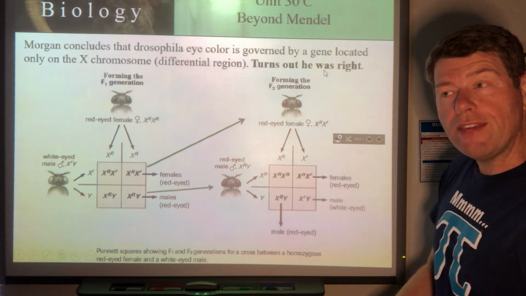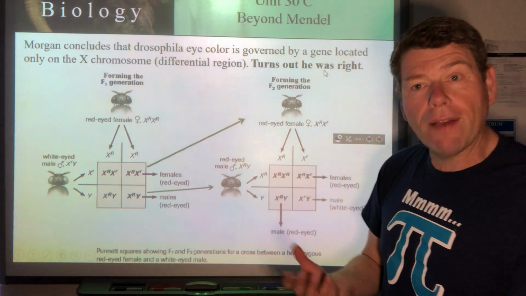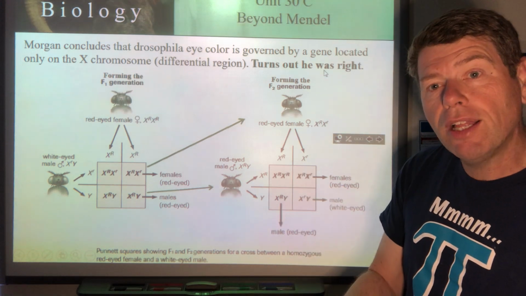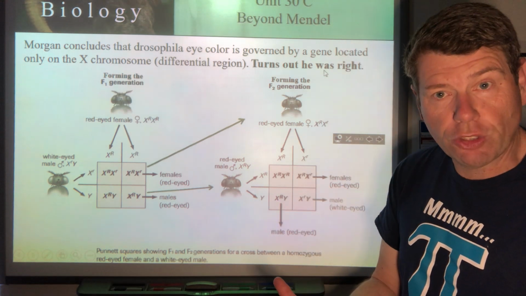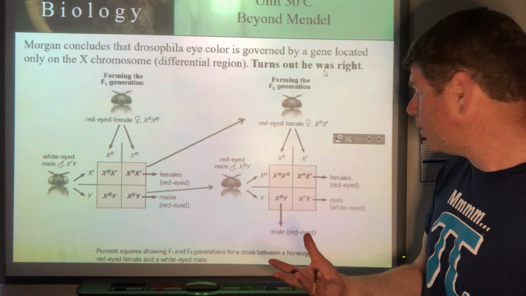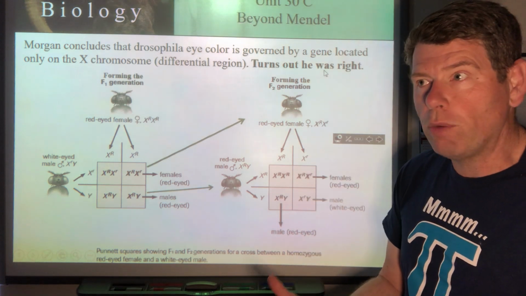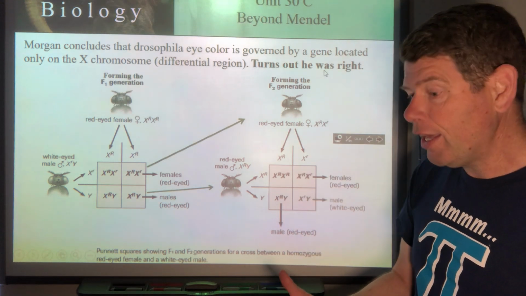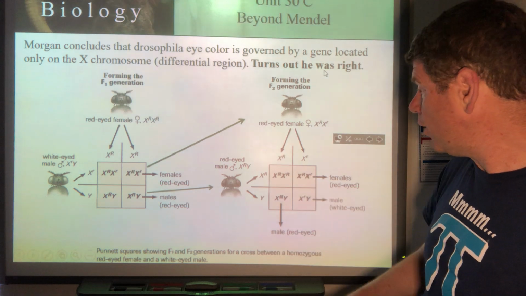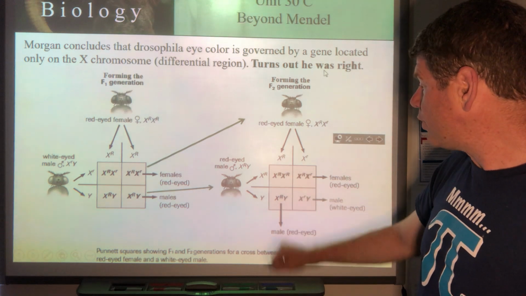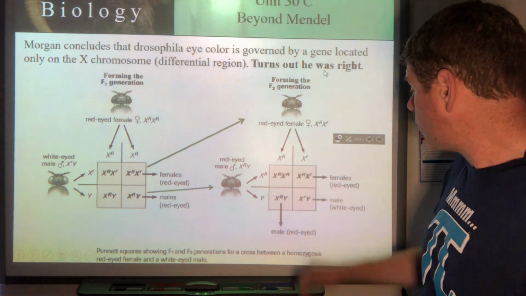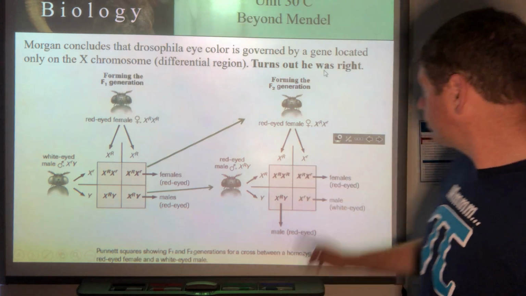When we do the phenotypes for sex-linked crosses, we have to include male and female in our phenotypic description. We can't just say 3/4 red, 1/4 white. We'd have to say 50% red-eyed females, 25% red-eyed males, and 25% white-eyed males.